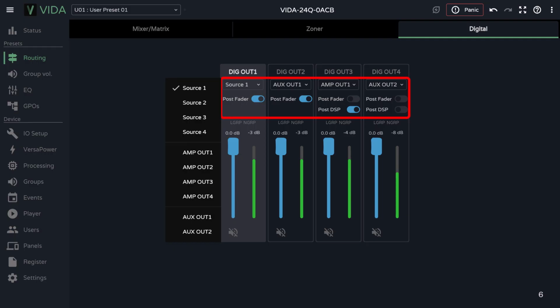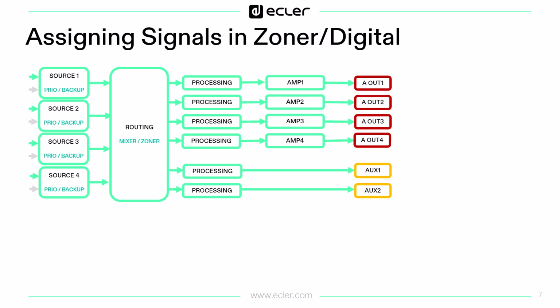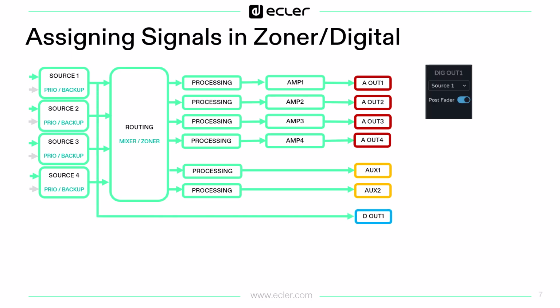The best way to understand this is to make some examples. Let's see some of them. We have assigned to the first output source 1, and we have activated the post fader switch. This means that the fader of that source will affect also the digital output.